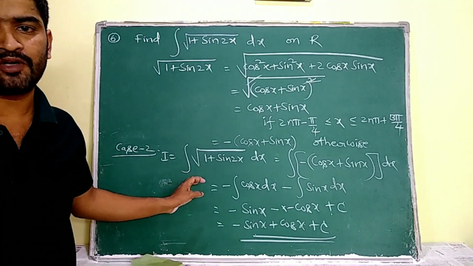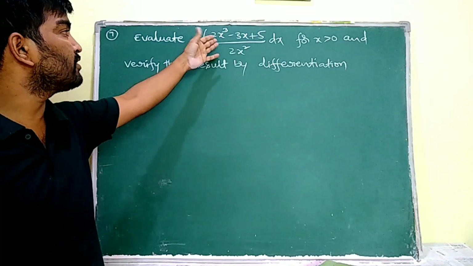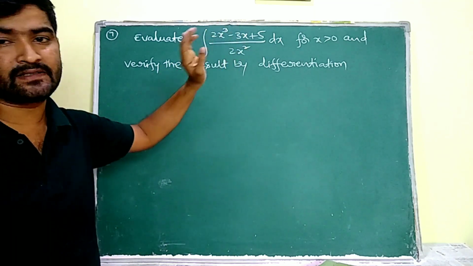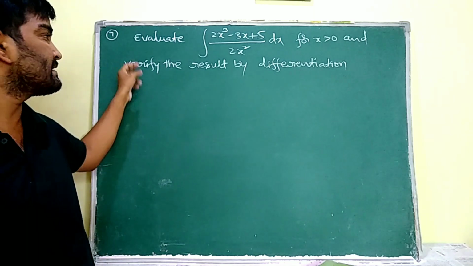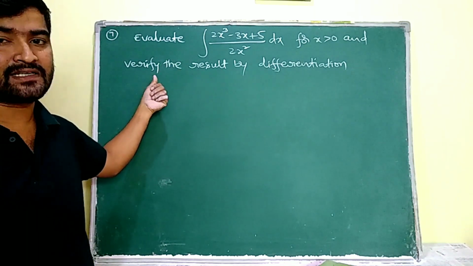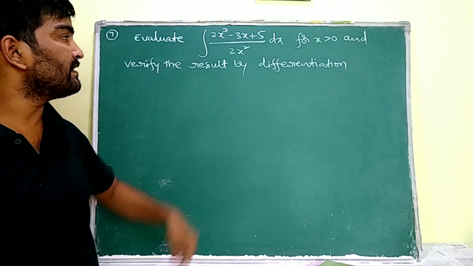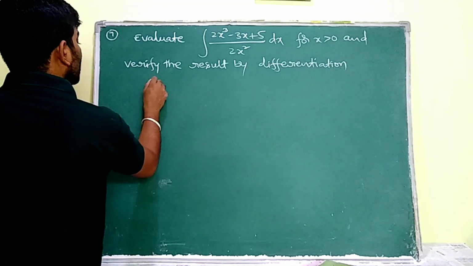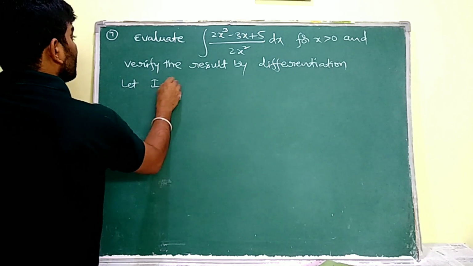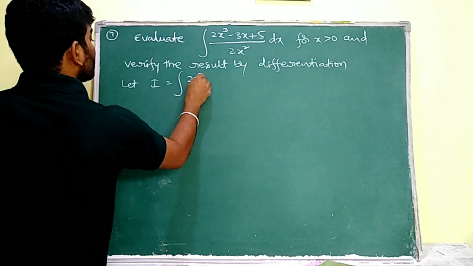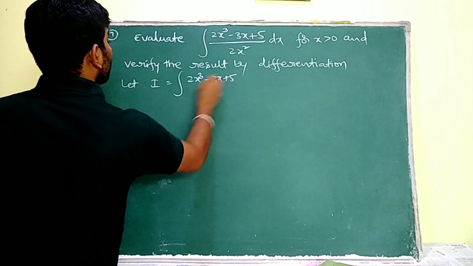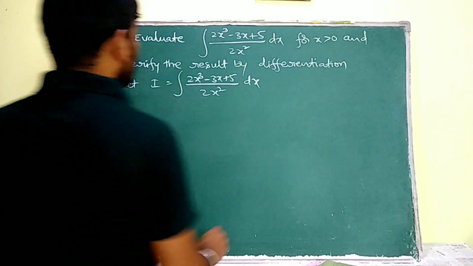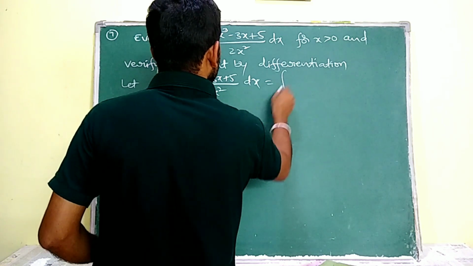It's a very important problem. Evaluate the integral of 2x cubed minus 3x plus 5 by 2x square dx for x greater than 0, and he is asking us to cross check, that means verify the result with differentiation. Firstly we write I is equal to the integral of 2x cube minus 3x plus 5 by 2x square dx. So split it into different fractions.